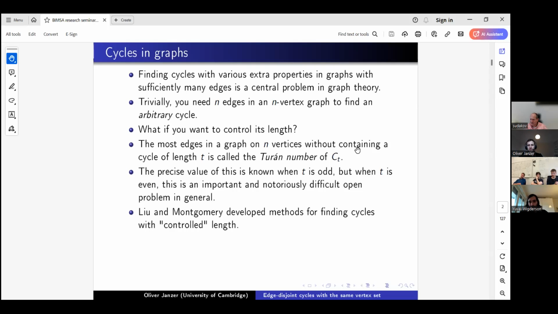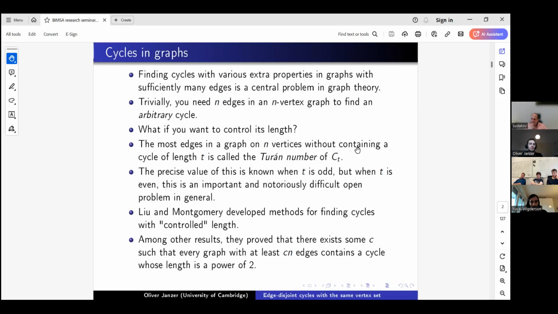So there have been some tools developed recently for finding cycles with controlled length. It's not really going to give you a cycle of fixed length, but nevertheless you can control the length in some way, and these tools apply for sparse graphs as well. So Liu and Montgomery made some very nice progress, and among other results, they proved that there exists a constant C such that every graph with at least C times n edges contains a cycle whose length is a power of 2, which resolved a conjecture of Erdős from 1984. From now on, I will not say the graph has n vertices. Whenever you see an n, it's the number of vertices in the graph.